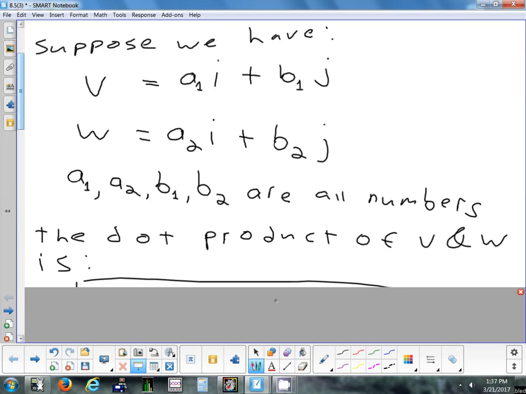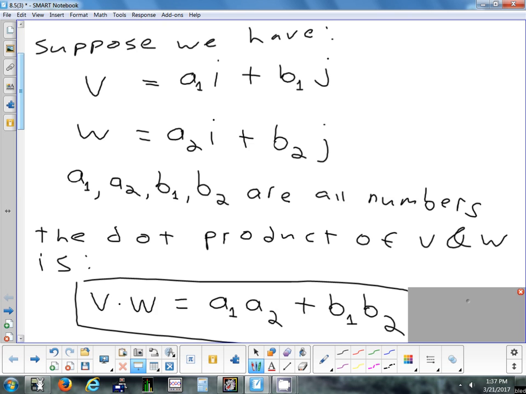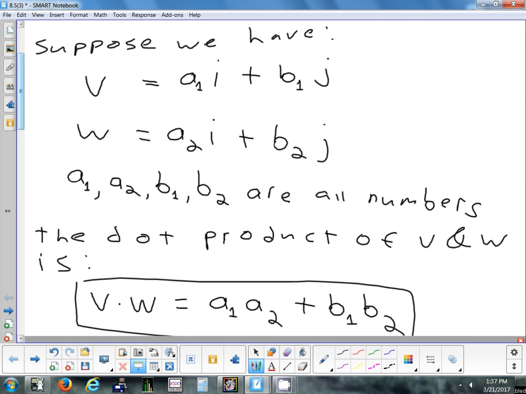If you want to find the dot product between v and w, written just like that, v dot w, and I'll explain in a minute why you have to say it the way I just did, all you have to do is take a1 and a2, multiply them together, take b1 and b2, multiply those together, and then add those two results up. And that's it. That's the dot product.